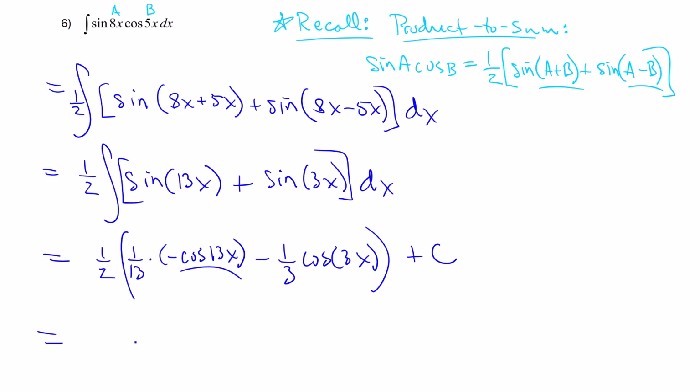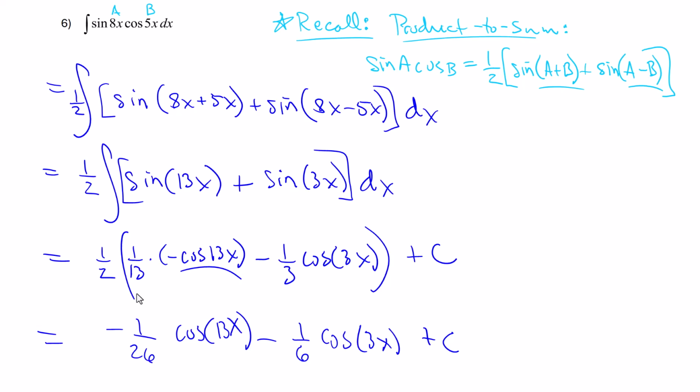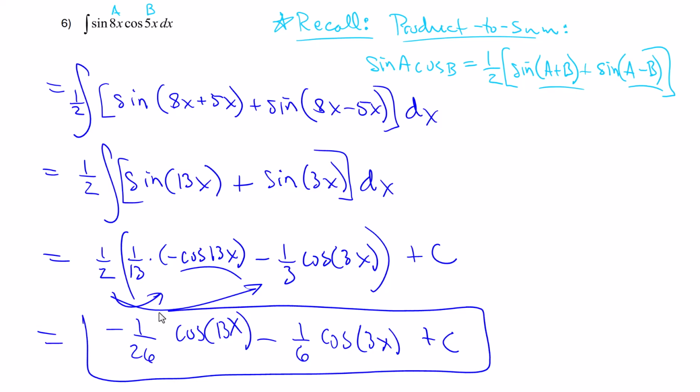Maybe clean this up one more time by distributing the 1/2. So we should end up with, looks like, negative 1/26 cosine of 13x. And then minus 1/6 cosine of 3x, and then plus c. And again, that's assuming we've distributed this 1/2 factor to both terms, and that should be our final result.